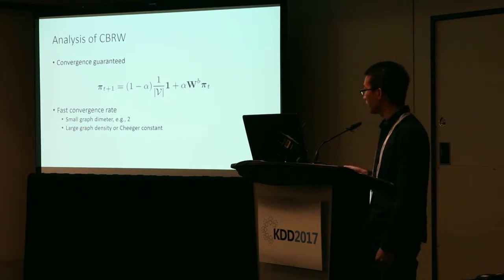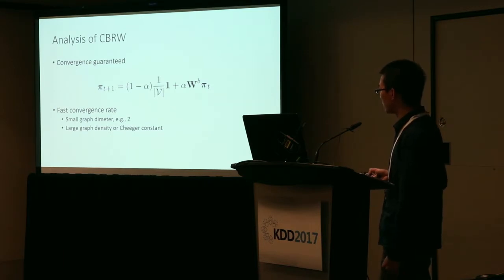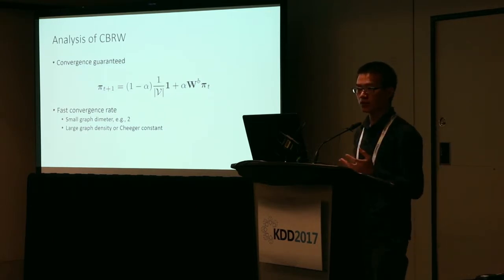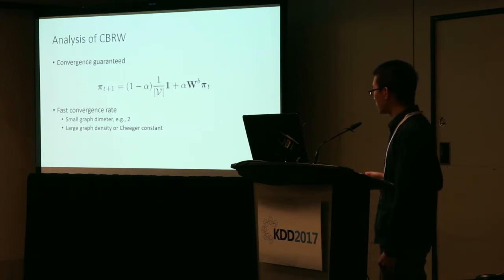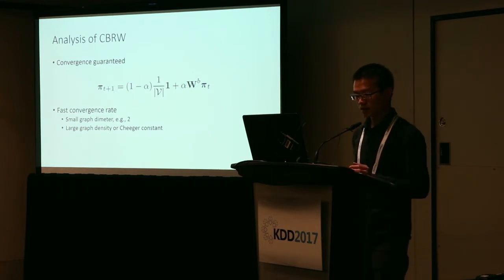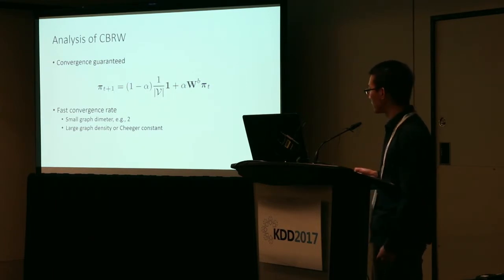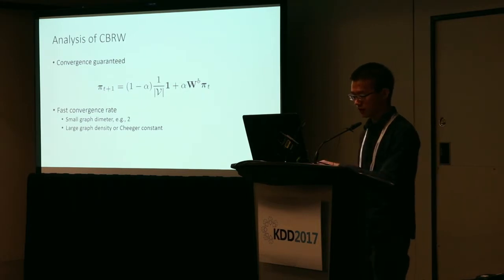We also analyze how fast this kind of random walk will converge. The convergence rate is basically determined by the properties of the value graph we construct. We will show some results later that all those value graphs have very small graph diameters and very large graph densities. Those two properties give a very good guarantee that our method will have a very fast convergence rate.